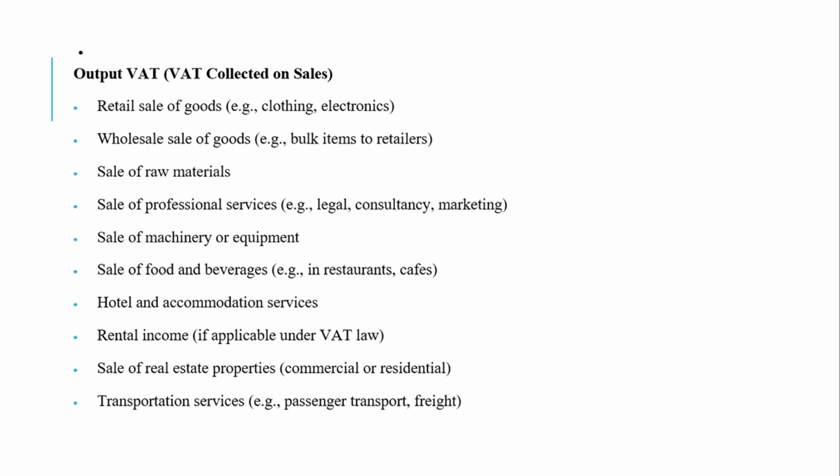It can also be on the sale of estate properties like commercial or residential. Then it can be on transport services, e.g. passenger transport and freight. So those are the examples on VAT collected on sales and then VAT collected on purchases, and that is all about input VAT and output VAT.